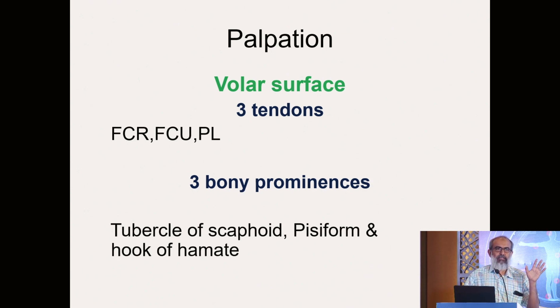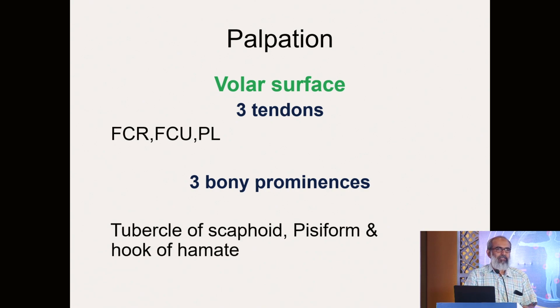Now coming to the palpation. The important thing is the palpation. On the volar surface there are 3 tendons, easy to find out: palmaris longus, flexor carpi radialis, and flexor carpi ulnaris. These are the major tendons you can palpate on the volar surface.